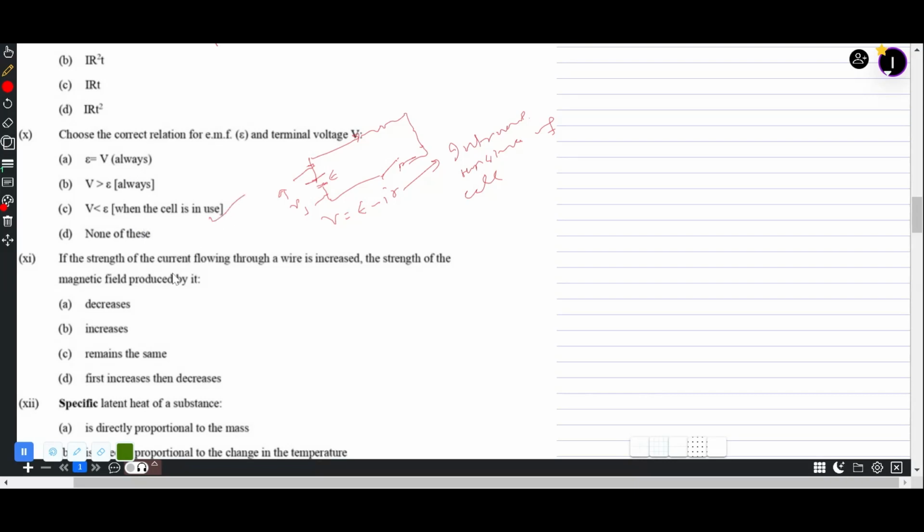When the strength of the current flowing through a wire is increased, the magnetic field produced by it increases, decreases, or remains the same. Now you know what the magnetic field produced is. Tell me what is the right answer.